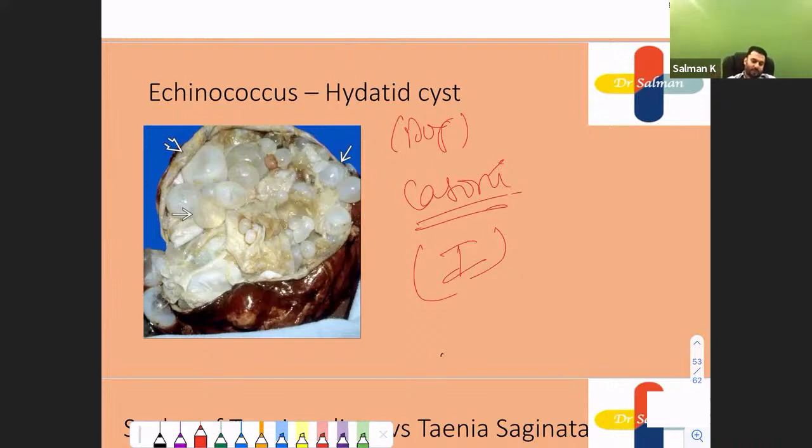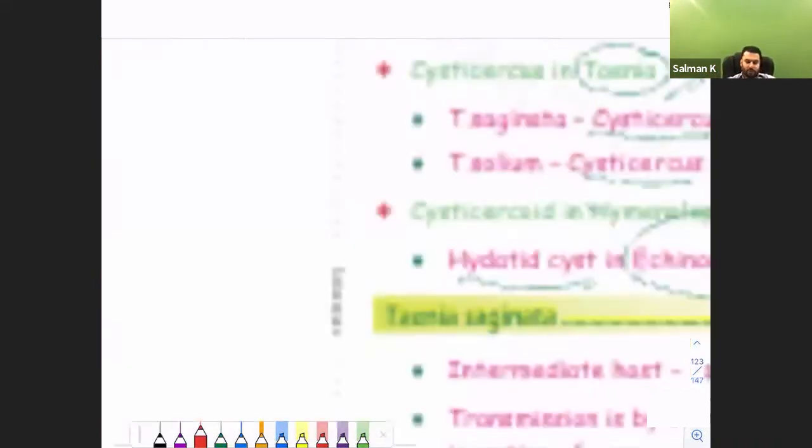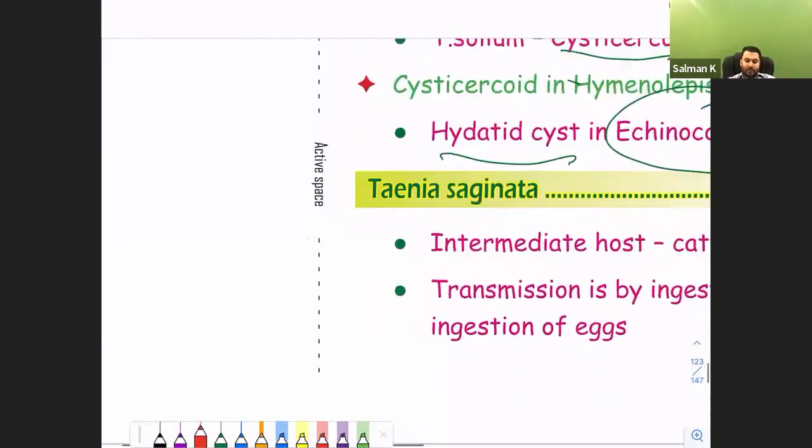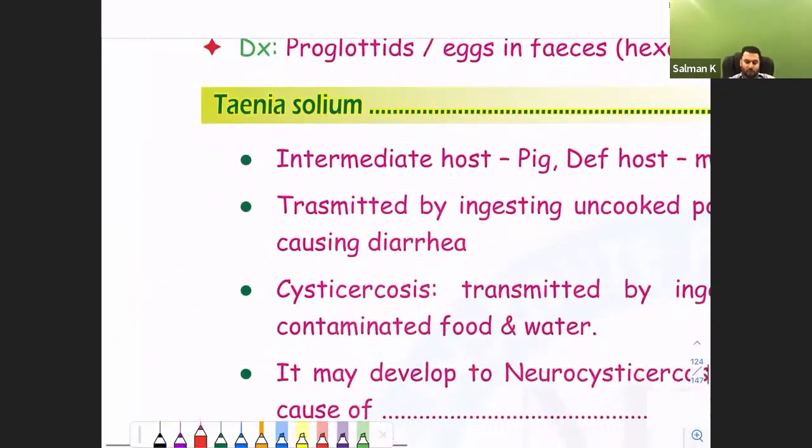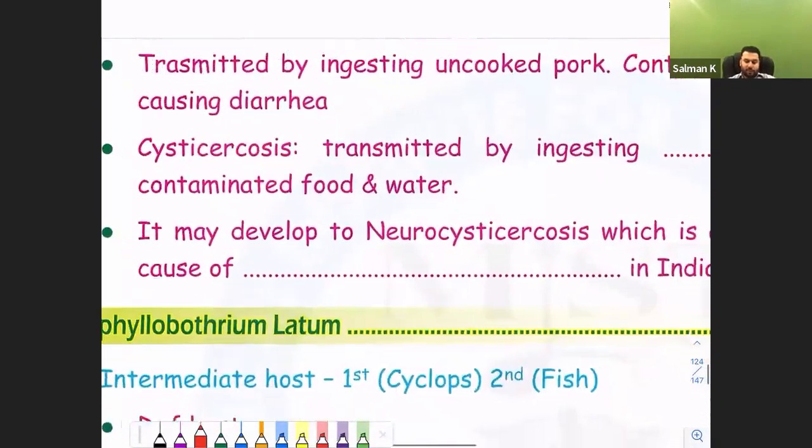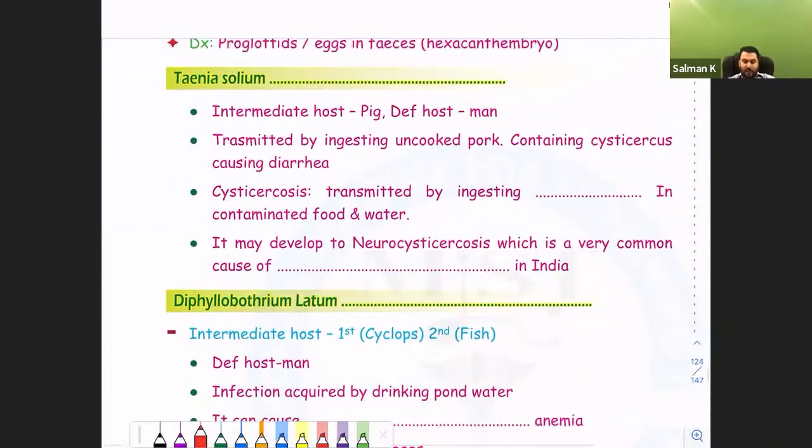Next, who causes neurocysticercosis? Tinea solium. And the point you should underline and recall is you don't get neurocysticercosis only if you eat pork.